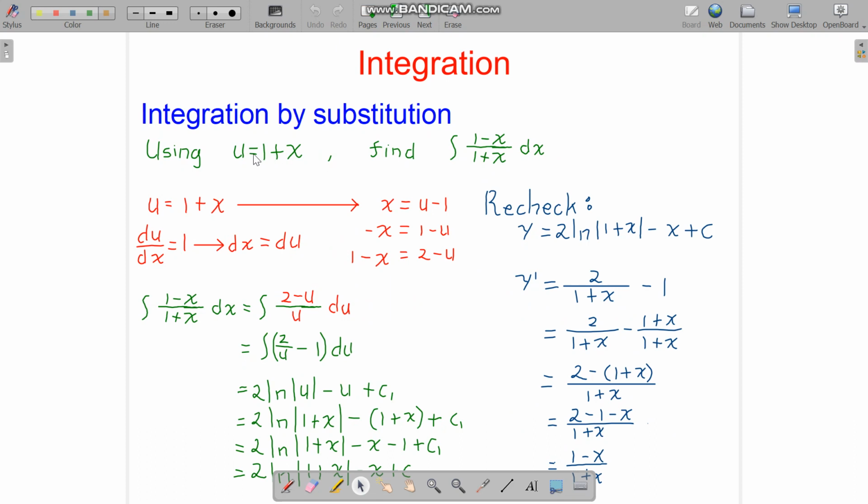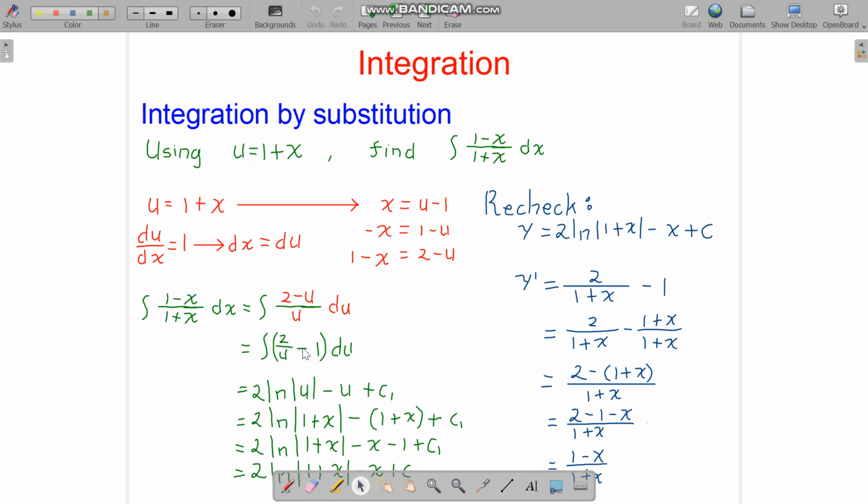Another example, u equals 1 plus x. We define the u, find du dx, and we get dx equals something. And you can do this here. If u equals 1 plus x, of course x equals u minus 1, and minus x equals 1 minus u. 1 minus x equals 2 minus u. So we can replace 1 minus x with 2 minus u, and we replace 1 plus x with u, and we replace dx with du.